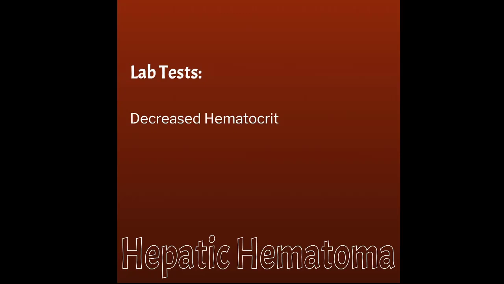Lab tests, then, we're going to see a decrease in hematocrit. Remember, hematocrit tells us how many red blood cells are within the blood. Anytime there is a decrease in hematocrit, that means that there is an active bleed somewhere in the body. So decreased hematocrit can be a result of a hepatic hematoma, a recent bruise somewhere, recent surgery, menstruation, but there's active bleeding somewhere in the body.